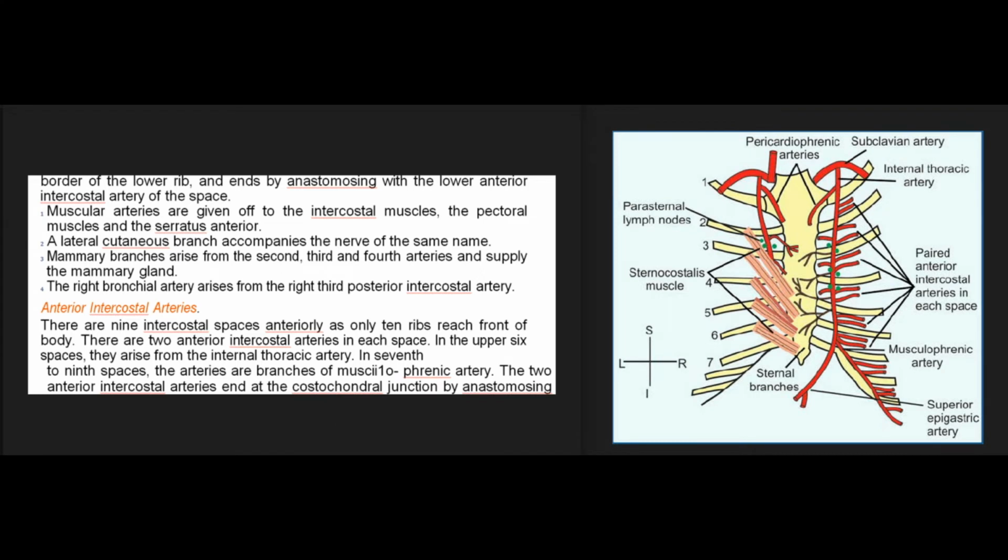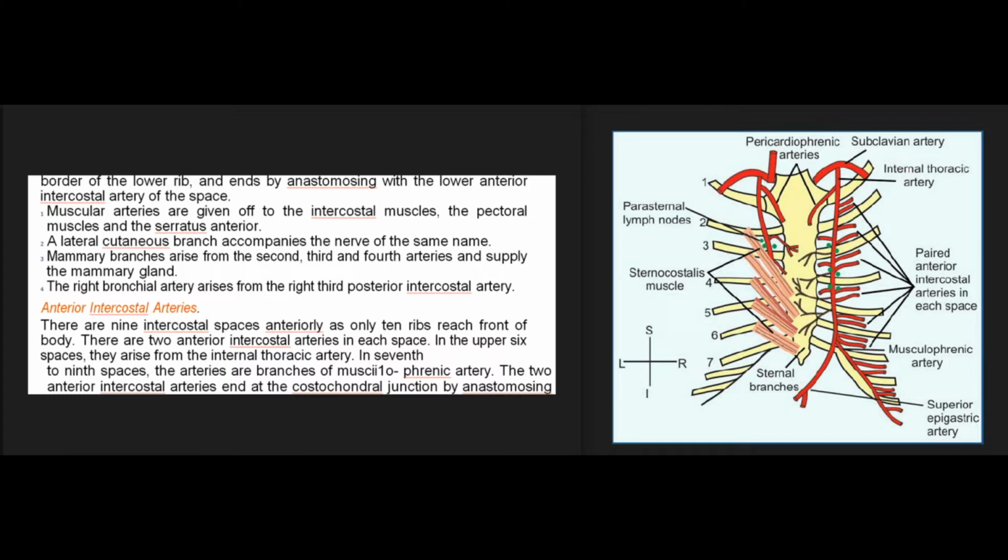1. Muscular arteries are given off to the intercostal muscles, the pectoral muscles and the serratus anterior. 2. A lateral cutaneous branch accompanies the nerve of the same name. 3. Mammary branches arise from the second, third, and fourth arteries and supply the mammary gland. 4. The right bronchial artery arises from the right third posterior intercostal artery.